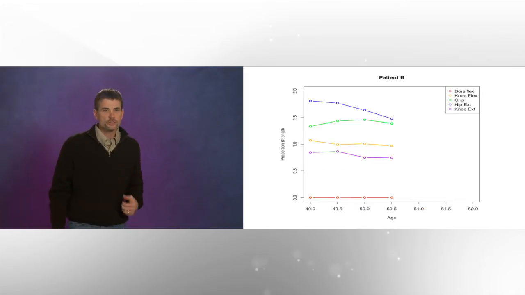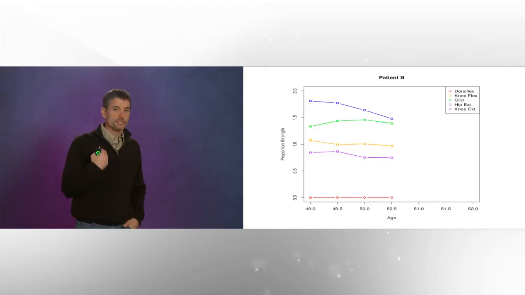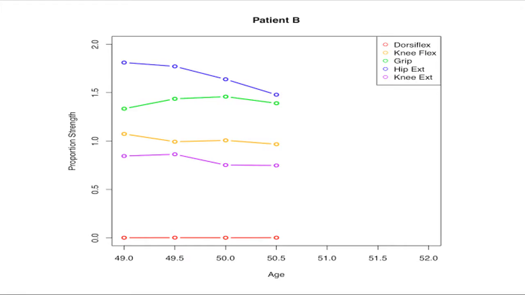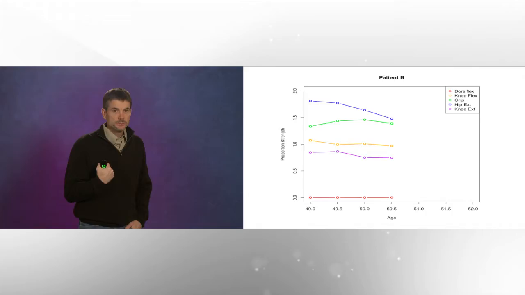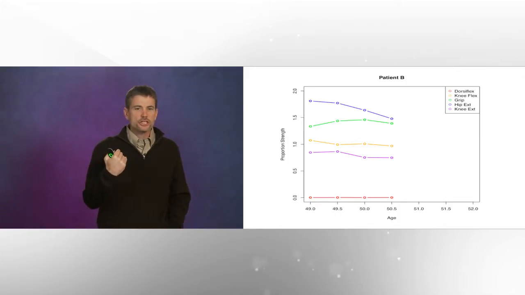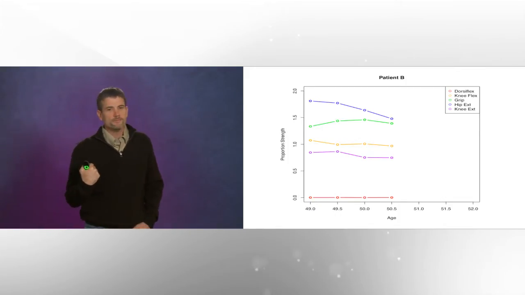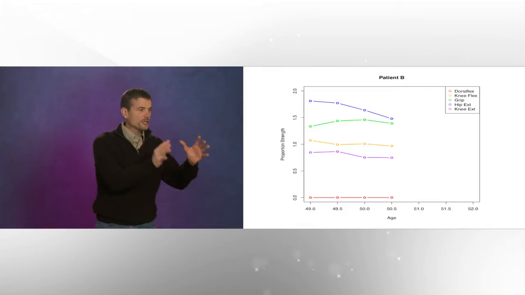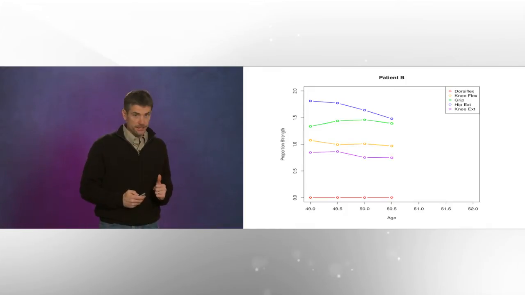Here is a patient who at 49 years old is actually much less severe than that last patient. So they have a much less severe disease where they actually have muscles that are more strong than average for their age, BMI, and gender. In this case, the knee extension is down just below 1. So older patient, but less sick.